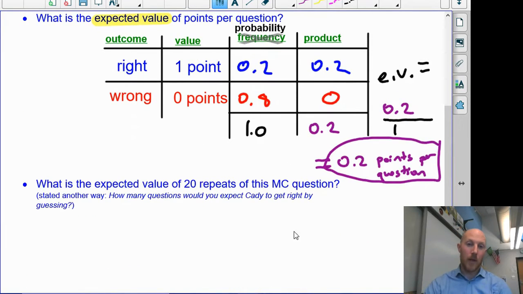Last thing, based on that expected value for one question, what is the expected value of 20 repeats of this multiple choice question? Or how many questions would you expect Katie to get right strictly by guessing? Hit pause on the video till you got your answer written down.